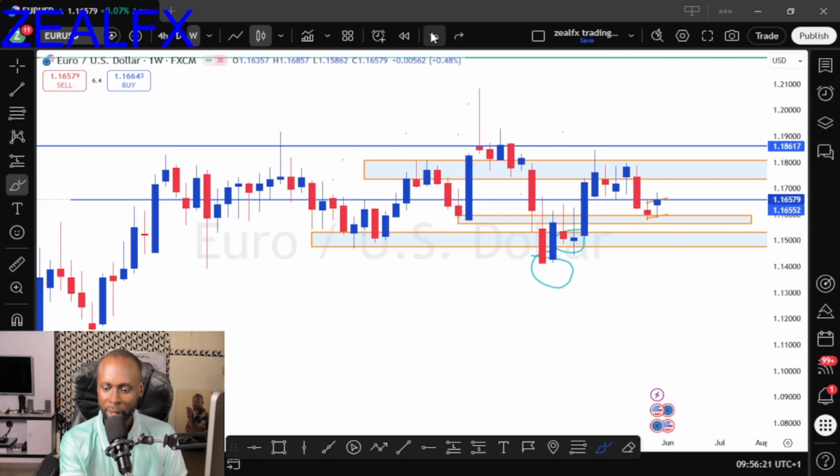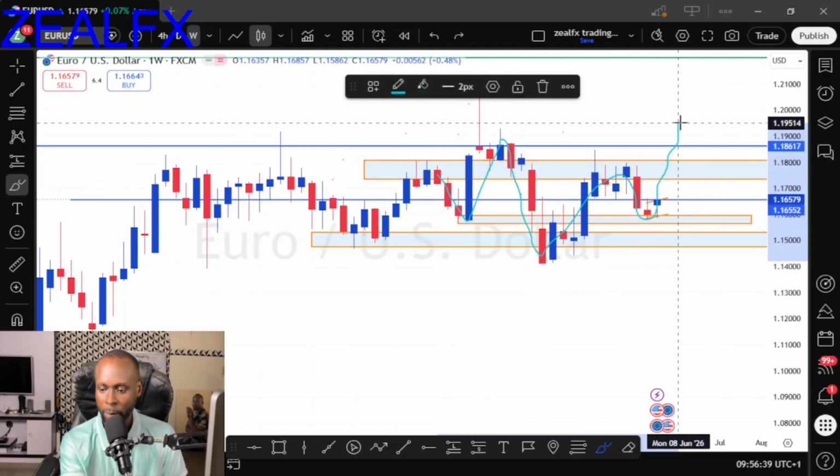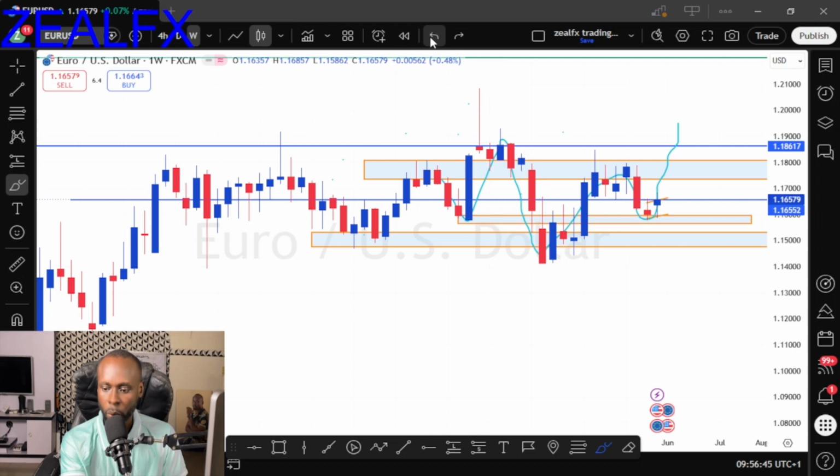Then we now have this chart pattern on Euro USD, which is a strong chart pattern that might trigger a big move for buying opportunity in the coming months for Euro USD. We now have this head and shoulder pattern. This head and shoulder pattern signifies a strong bullish momentum that might trigger more buys on the Euro USD.